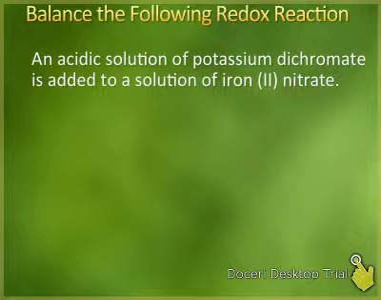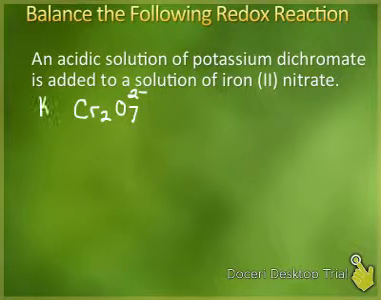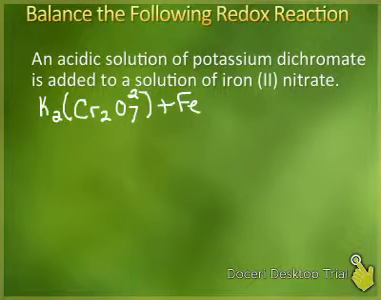Dichromate is Cr2O7, and it has a -2 charge. So we need to add potassium to it. So how do I add potassium to it? K2. And I'm going to go ahead and put parentheses around that just so that you guys remember that that is a polyatomic ion. We're going to add potassium dichromate to iron nitrate. Iron has a +2 charge because of my Roman numerals, right? Nitrate has what kind of a charge? -1, so we know we need 2 of them.